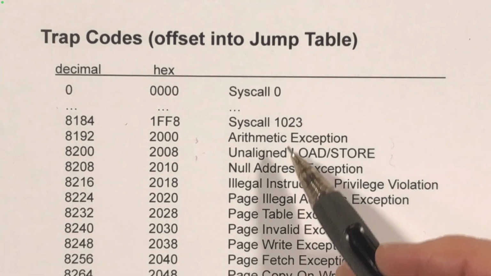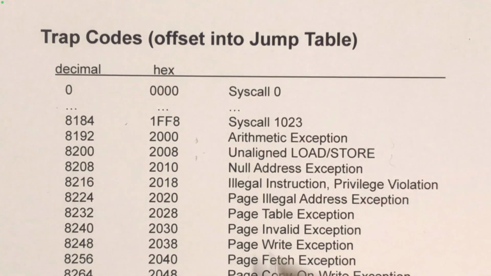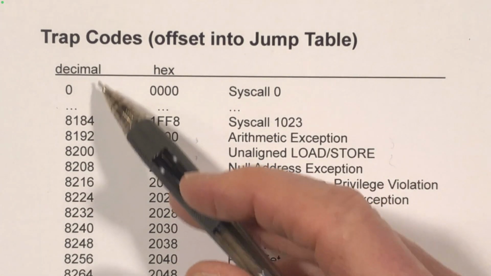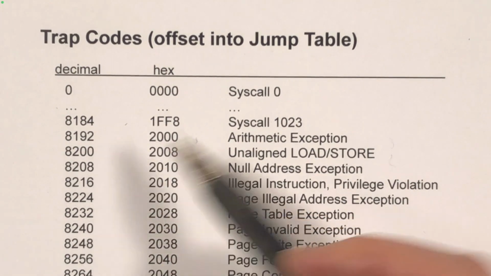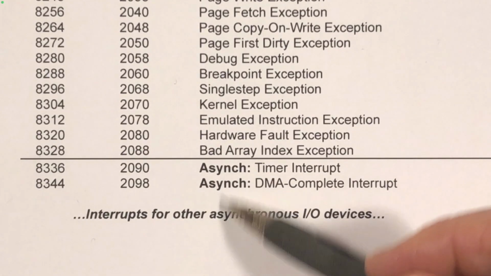So what kind of traps can actually occur? Here's a list of all the traps along with the corresponding code. This is what gets stored into the control and status register named CSR cause. First we have the exceptions, and then we have some interrupts down here.